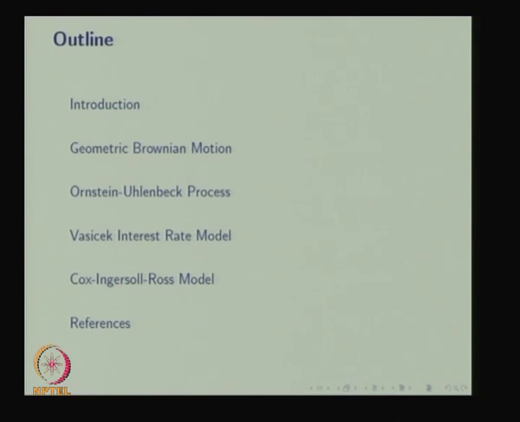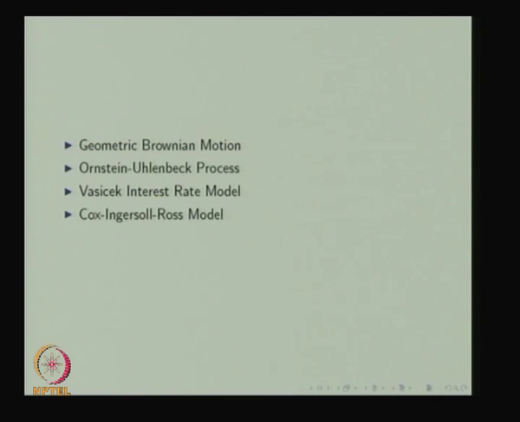The first one is geometric Brownian motion, and that's a stochastic process. The corresponding stochastic differential equation is called a Black-Scholes model. The second model is the Ornstein-Uhlenbeck process. The third and fourth are the interest rate models. So these 4 models we are going to discuss in this lecture in detail.